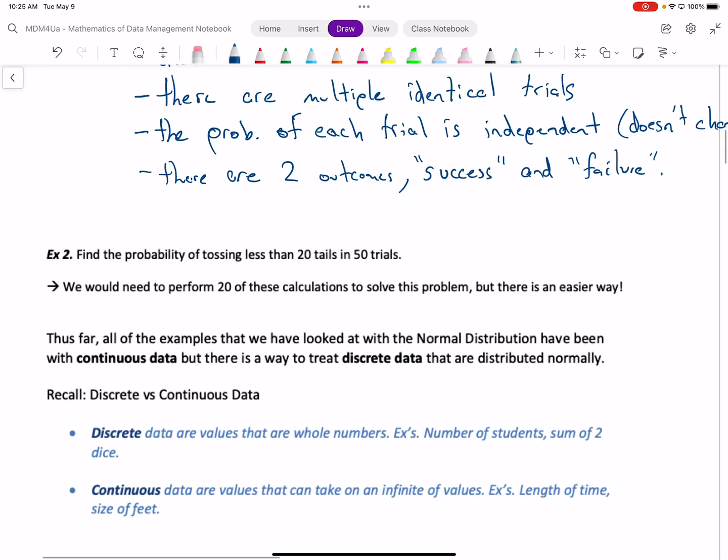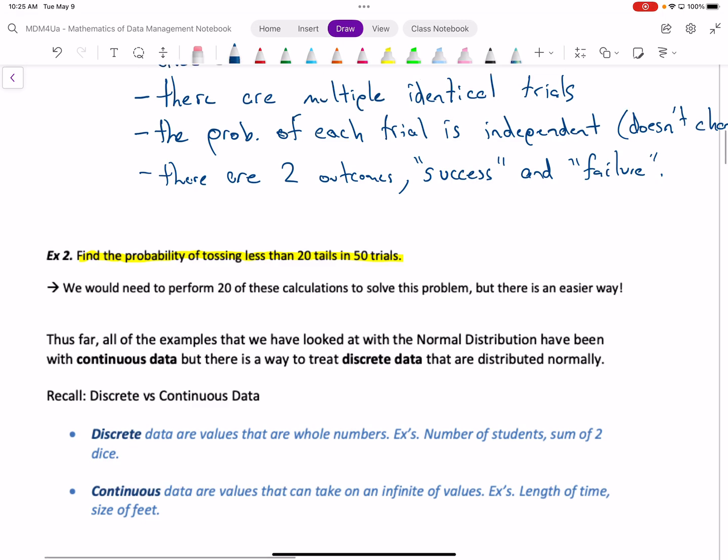How this relates to the normal distribution is the next question. It says, find the probability of tossing less than 20 tails in 50 trials. So if you flipped a coin, what's the probability that you get less than 20? Think about that for a second.